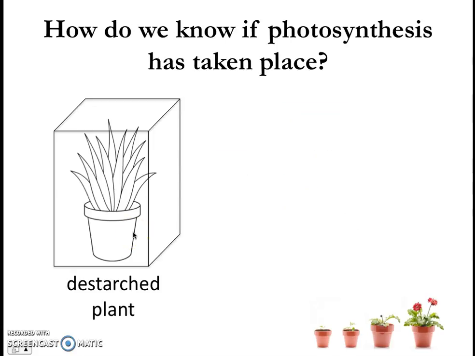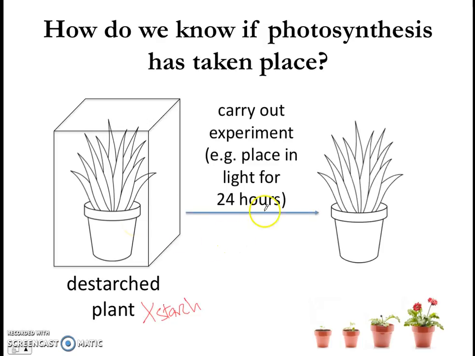So in many of these experiments where we measure the amount of starch produced, how the experiment is done is that we start with a destarched plant. Now a destarched plant is a plant with no starch, right? The leaves have no more starch, and I'll talk about that in just a while. Now this destarched plant, we carry out an experiment. So for example, we put it in the light for 24 hours. And then at the end of the experiment, we test the leaves for starch.